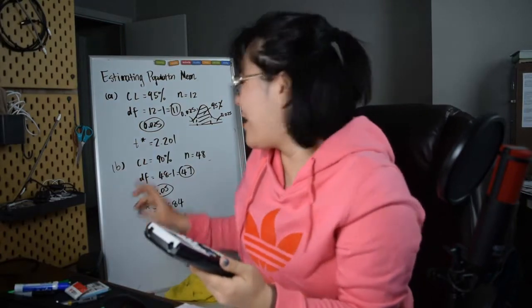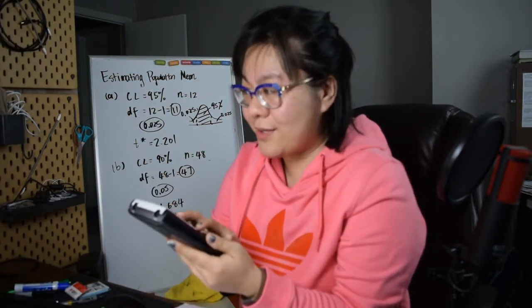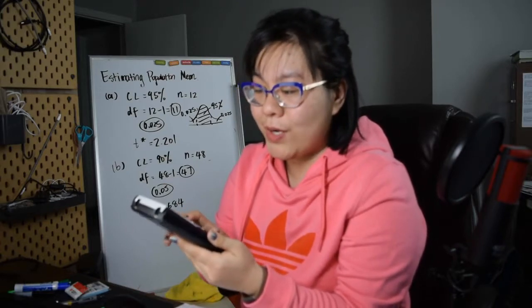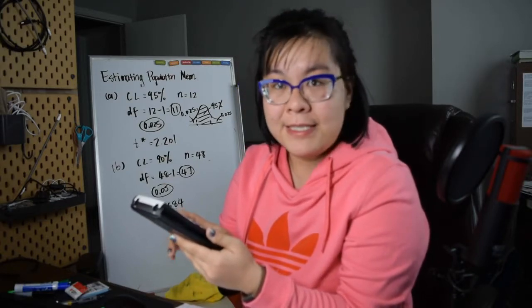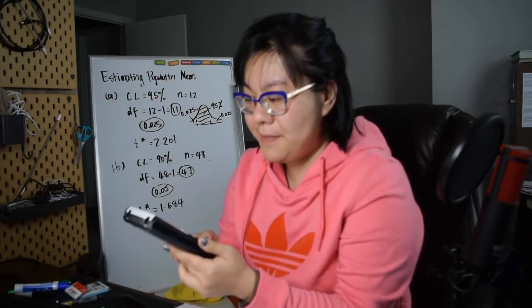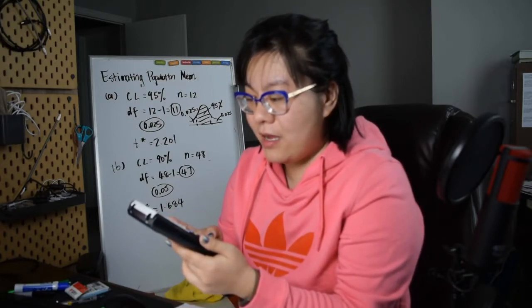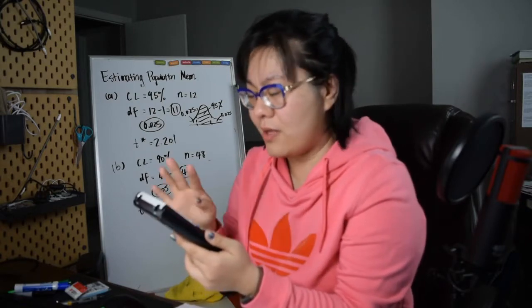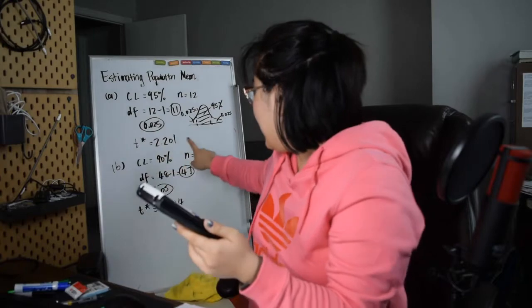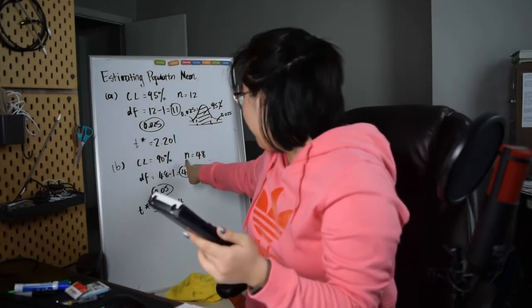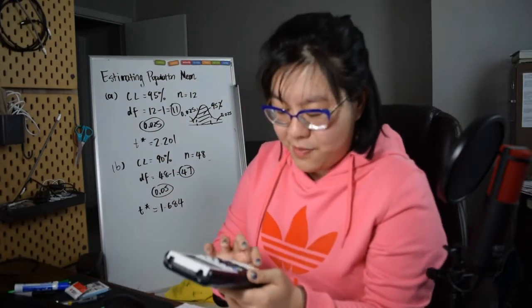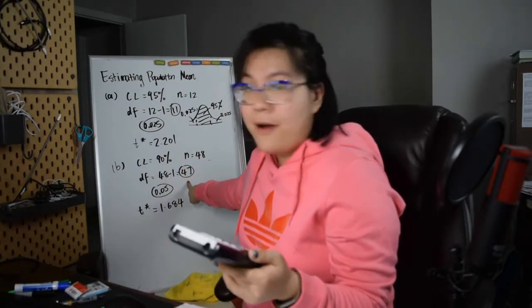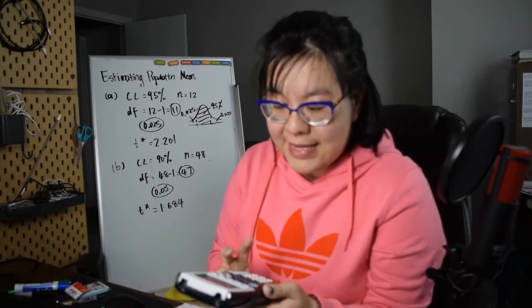So let's try the second one. Second one, again, you're gonna go second vars, and then you're gonna go down to INVT, inverse T. I think it's inverse. Alright, T, and then you're gonna find your area 0.05, and then you're gonna go to your degree of freedom 47. Hit enter.